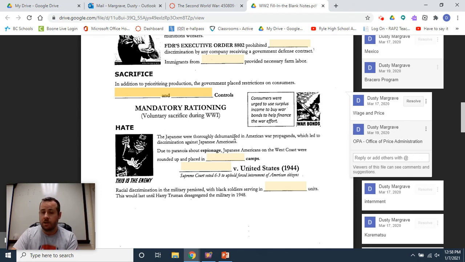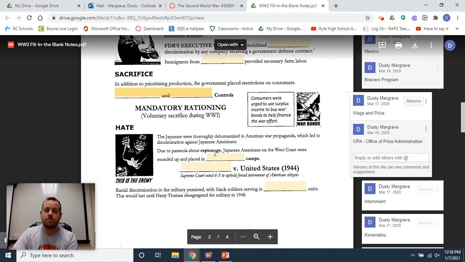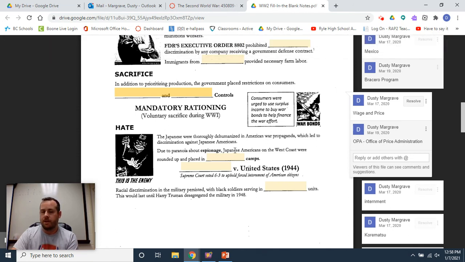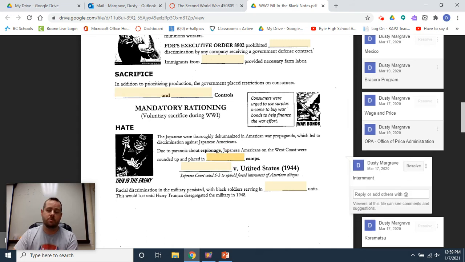The Japanese were dehumanized, and there was discrimination. People were paranoid that people of Japanese ancestry might promote a further attack like Pearl Harbor. And in 1942, on the West Coast, Japanese Americans were rounded up and placed into internment camps. So this is actually a very bad thing that FDR does. FDR passed one executive order to help Black Americans get jobs, but he also passed an executive order that placed Japanese Americans in internment camps.